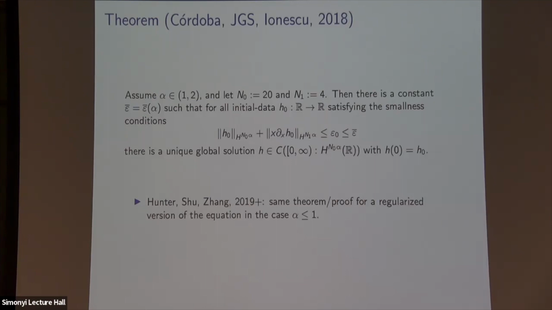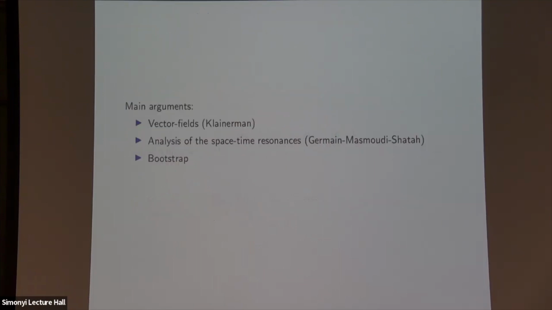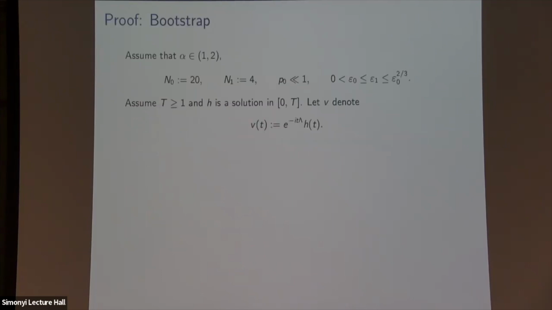Okay, so this is a generic small data result for global existence in this framework, in this setting. And after our paper, Hunter, Xu, and Zhang proved a similar theorem using the exact same proof for a different regularized version of the equation in the case alpha smaller or equal than 1. The main ideas in this proof are to use the vector field method of Klainerman, analyze the space-time resonances, and do a bootstrap argument. I'm going to say a few words about how the whole thing closes and works out.